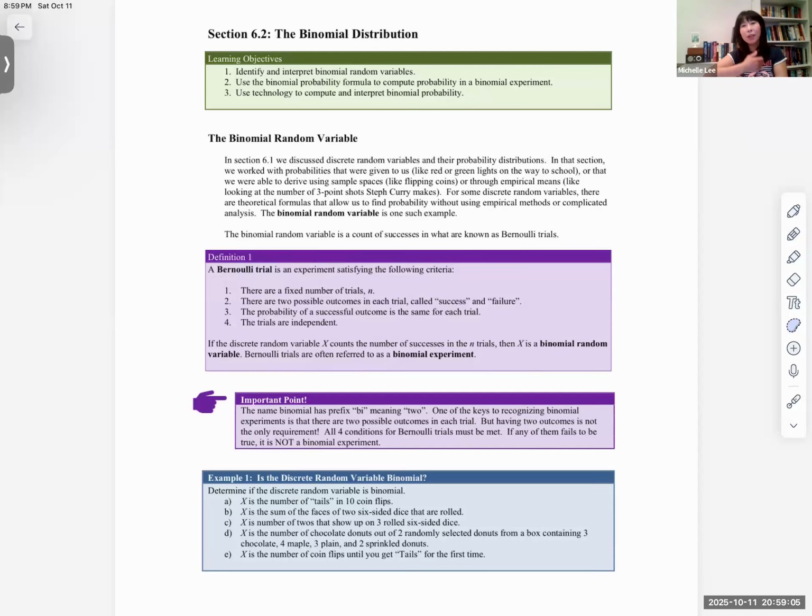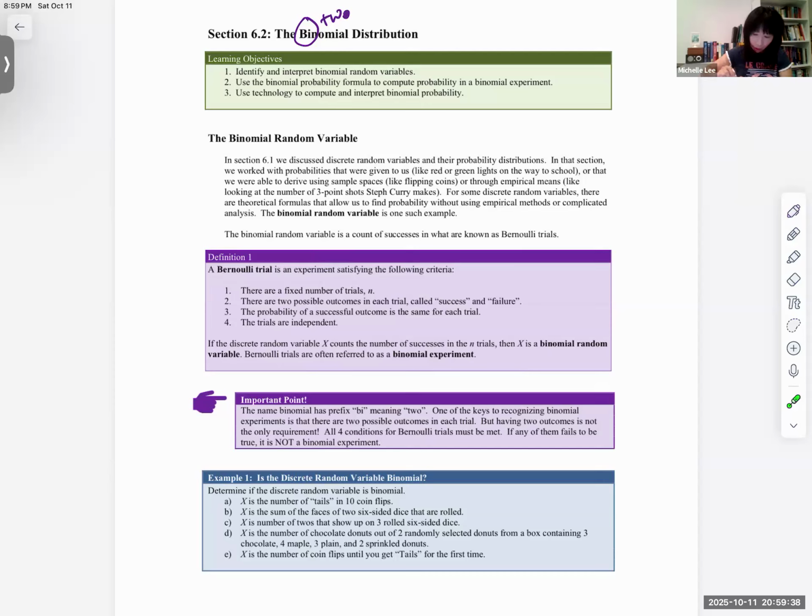Hello everyone. Today we are going to learn 6.2 binomial distribution. So when we hear about binomial, what can we think about that? Bi is two, right? So two. All right. So we have an objective here. And let's talk about what is binomial, right?